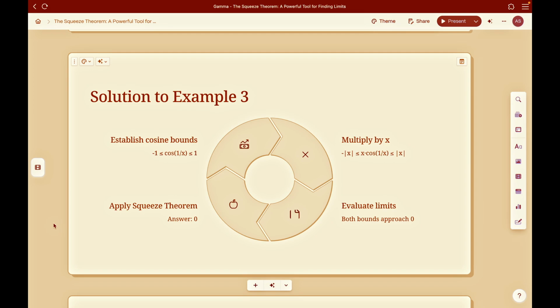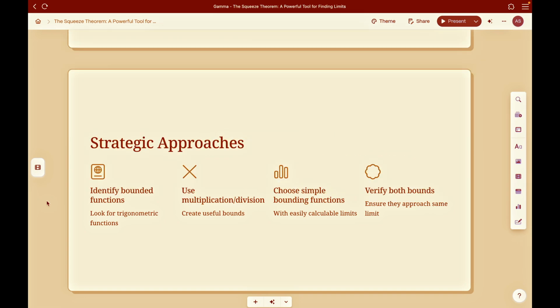So thank you for listening to these examples, but we still have a few more slides left. This is basically the approach that you should pretty much always do. This is the method to solve problems using Squeeze's theorem. First, we need to identify the bounded functions and bound them. Now, a key thing would be to look for trigonometric functions, as those are very easily bounded.